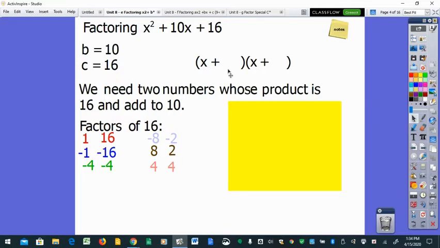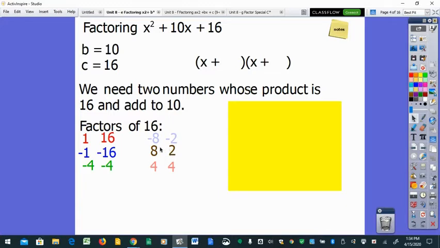So one of these and one of these, this pair is going to take the place here. But now those same two numbers, the O and the I in the FOIL, have to add to give us the b. So if we added 16 and 1, we'd get 17. That's not our b. Same thing with the negatives aren't going to work. A -4 and a -4 is a -8.